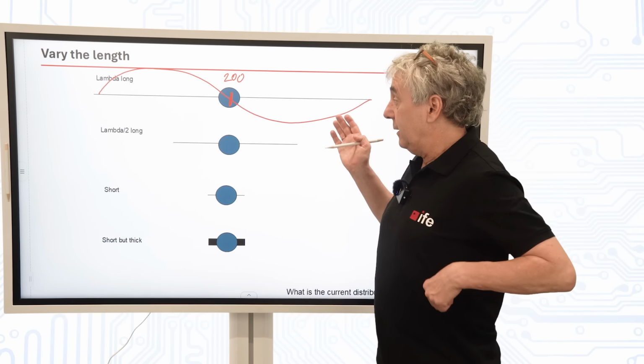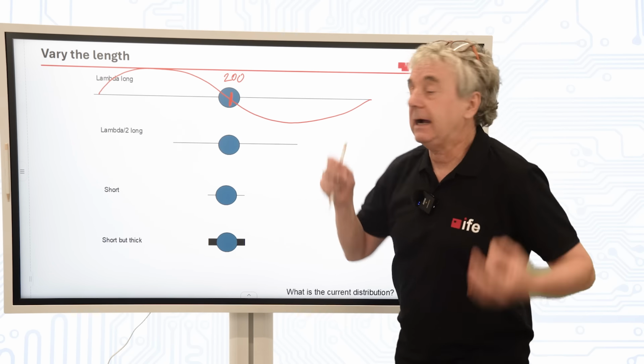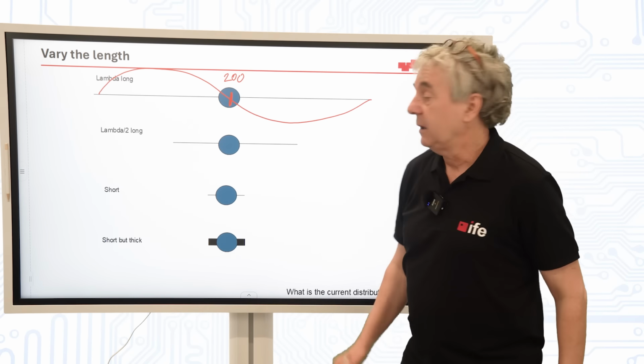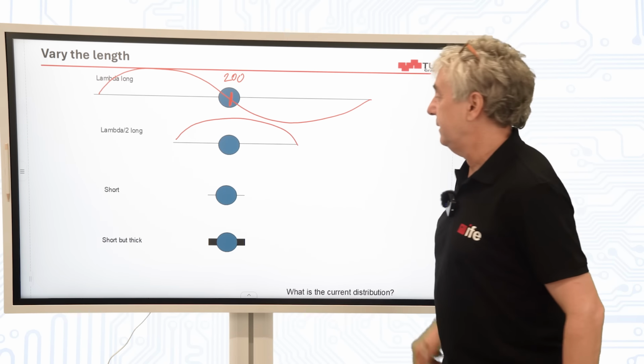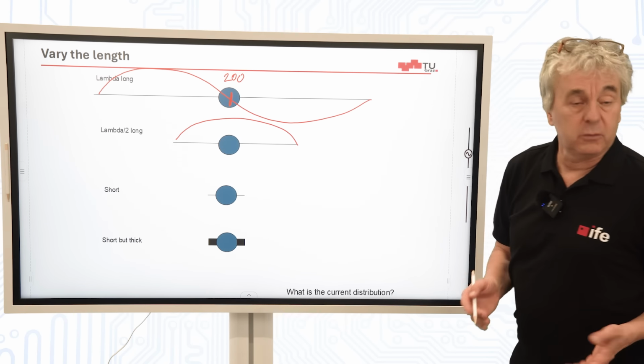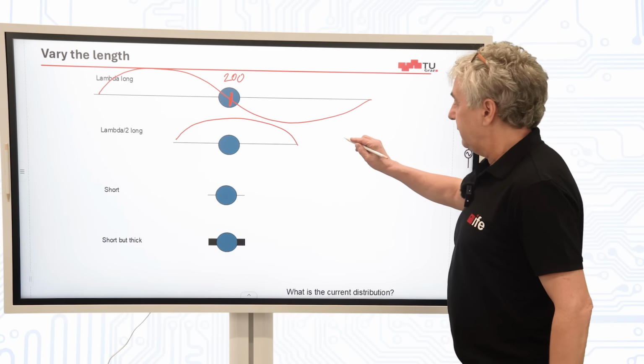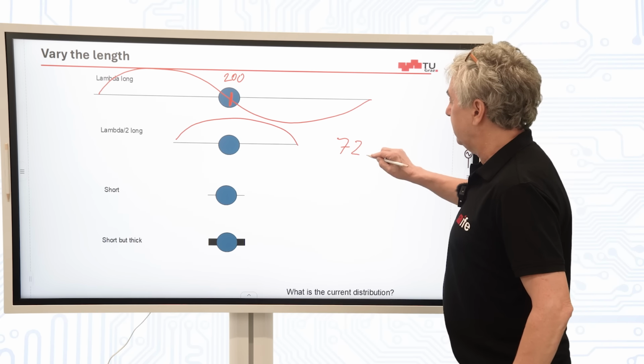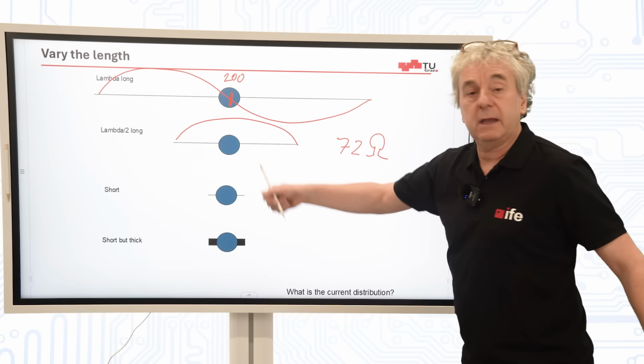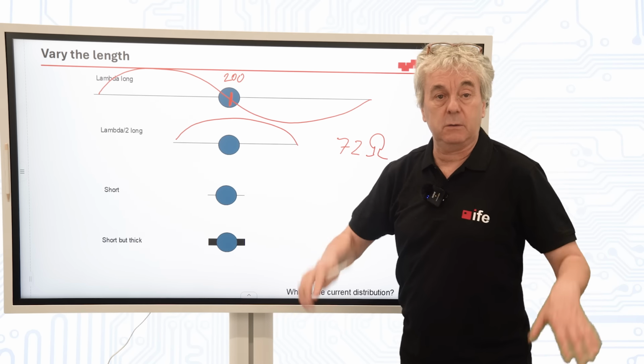A lambda long antenna will have a slightly higher gain than lambda/2. Current distribution here will be like that. It will be a really good antenna, lambda/2. So the real part of the source impedance is 72 ohm. If it's thicker, it gets lower.